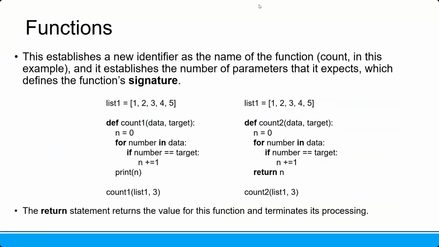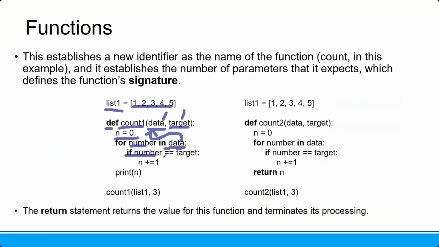So we have two parameters. Here is the data, and here is the target. If you look at this code, I have list1, which is 1, 2, 3, 4, 5. And then I have a function count1 with two parameters. Now I will start n from 0. For number in data, what is this data? Data refers to this input. What you input will be in the data.